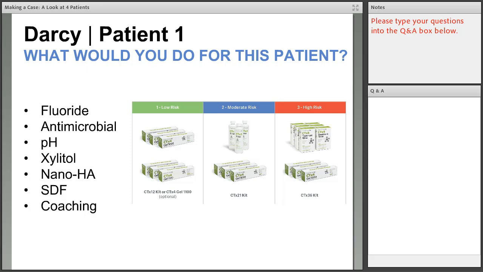Okay, that's a number 1. That's an always, like I told you in my protocol. Probably going to put her on an antimicrobial strategy. I'm going to add 5,000 parts per million fluoride gel, pH xylitol, nano-HA. I may or may not use silver diamine fluoride, depending if we're just trying to arrest a few of the cavities and stop their progress while we work on others. If we want to phase some treatment, I may or may not use that for her. That's really patient dependent. And then coaching.